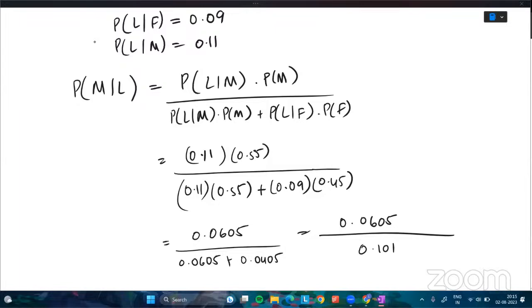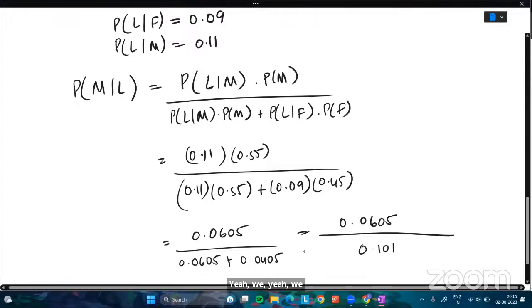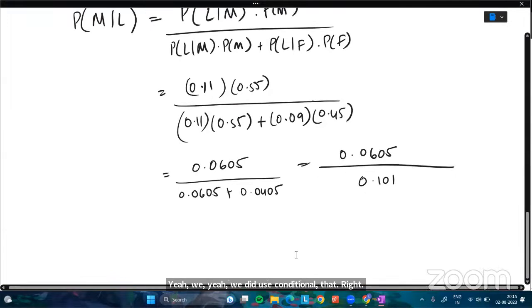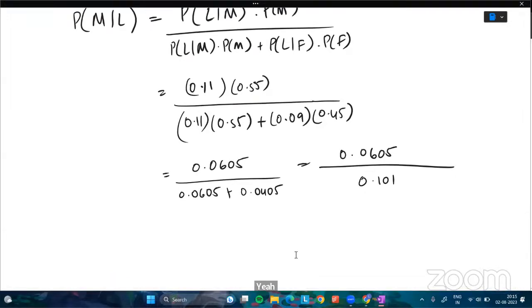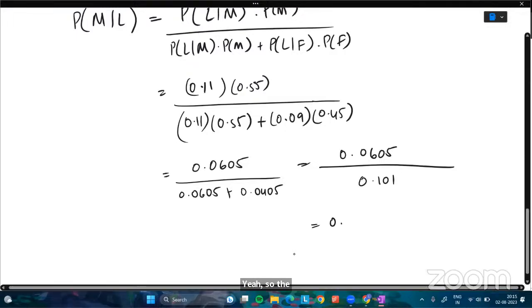Can we use conditional probability here? Yes, we did use conditional probability here. L given M, these are conditional probabilities. So the answer for this question will be 0.599, so I can just say 0.6. Is this what everyone got?